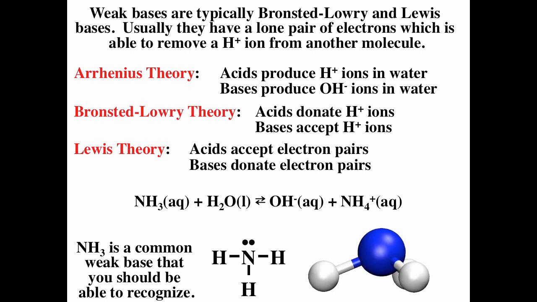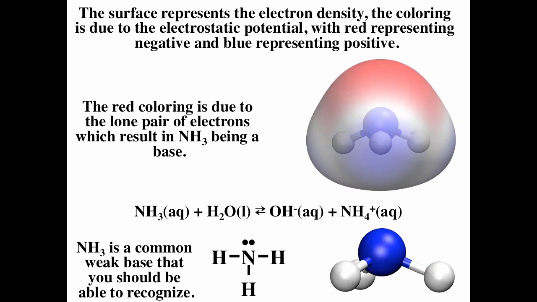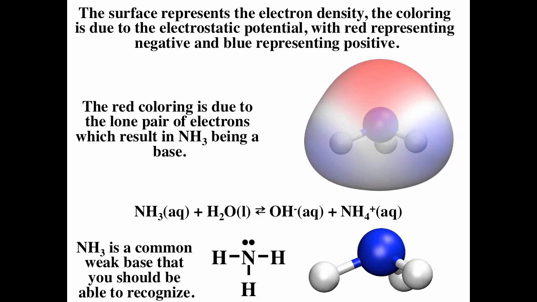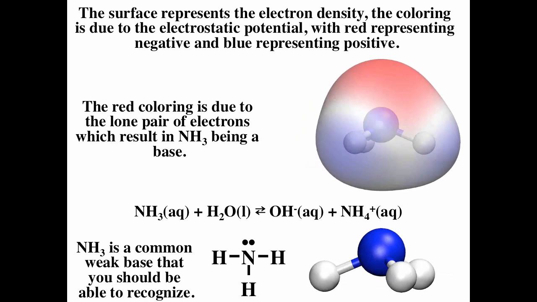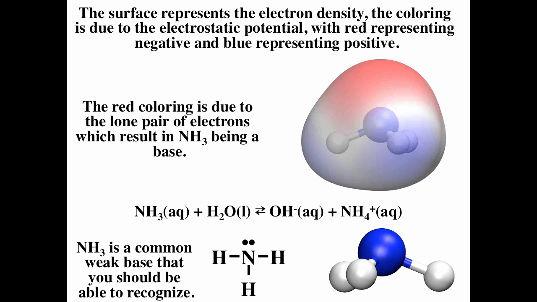But ammonia, think again as your typical weak base. It's got that lone pair, and so if we look at electrostatic potential, it looks something like that. And it's that lone pair that's able to remove the hydrogen from the water, leaving you with a hydroxyl group. And so most weak bases have a nitrogen bound to three other things and a lone pair.